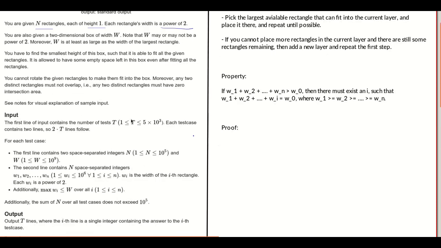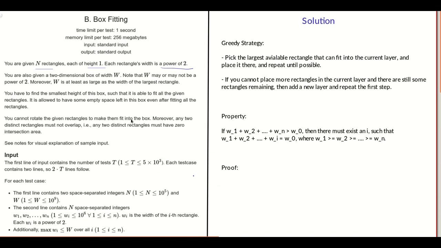Now let's dive into the solution. We'll first talk about the greedy strategy; we'll prove later that it works. The strategy is: in the current layer, pick the largest available rectangle whose width is no more than the space left in that layer. We place it there and keep doing it until we cannot.